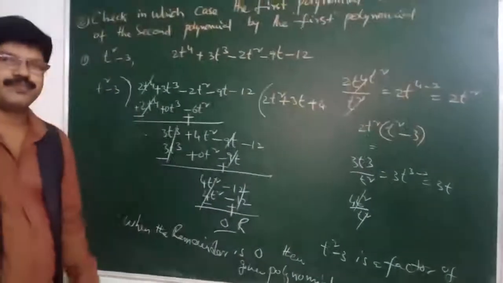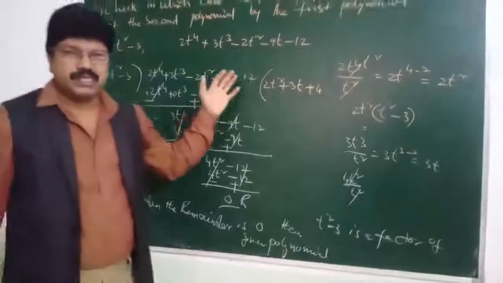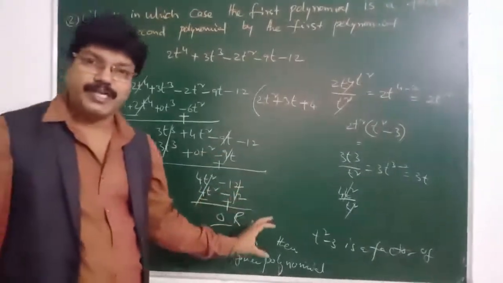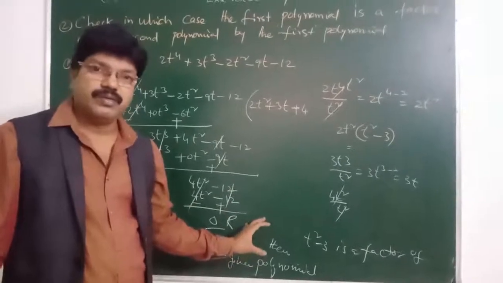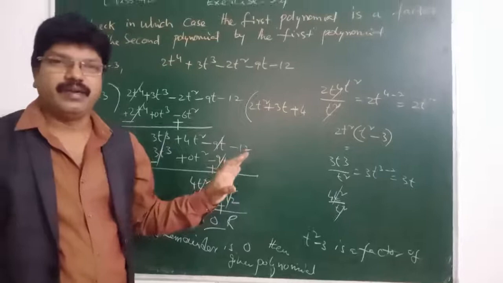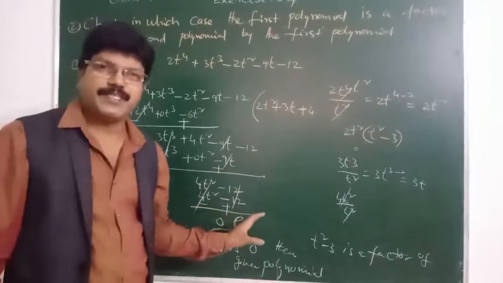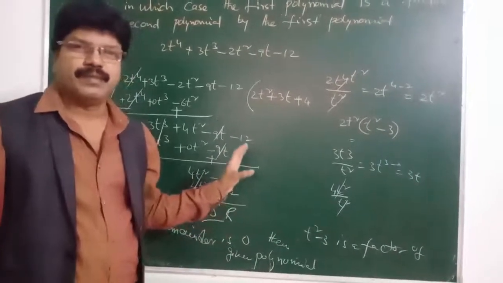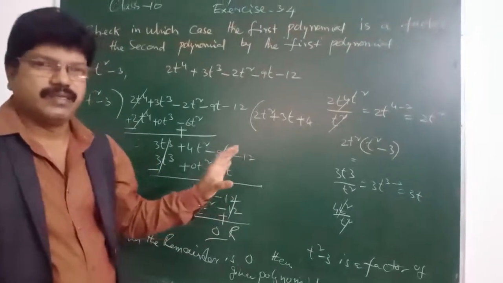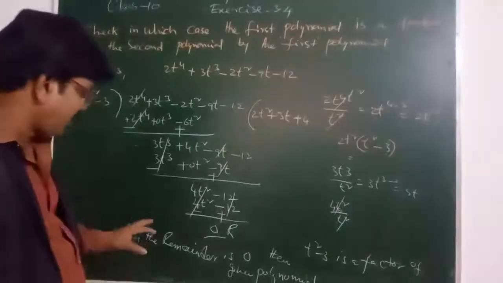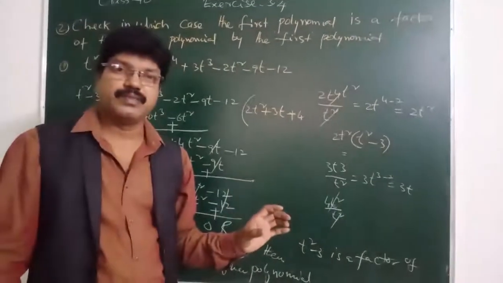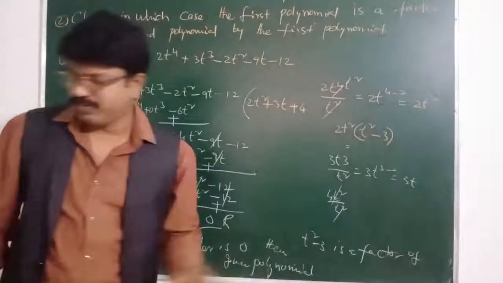Have you understood? The same division. If you get remainder 0, the divisor is a factor of the dividend. If you don't get remainder 0, the divisor is not a factor of the given polynomial. Have you understood? Copy down.